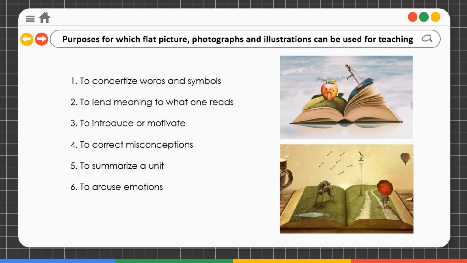Number 3, to introduce or motivate. In a literature class, where the students are required to read the Ilocano epic, Biyag ni Lamang, pictures of some episodes from the epic may arouse curiosity and interest to read it. The pictorial background can serve to orient the class of what kind of literary piece they are going to read.